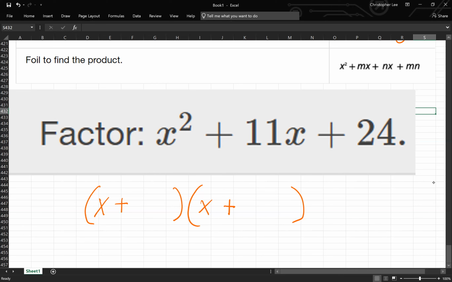Now I'm looking for 2 numbers that multiply to give me 24 and add up to 11. Which ones? 8 and 3. That's good. So that's 8 and that's 3. That's it. That's all we're doing here.